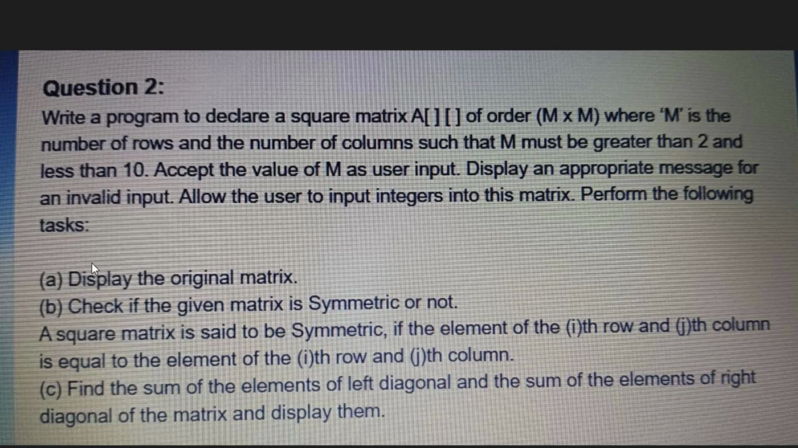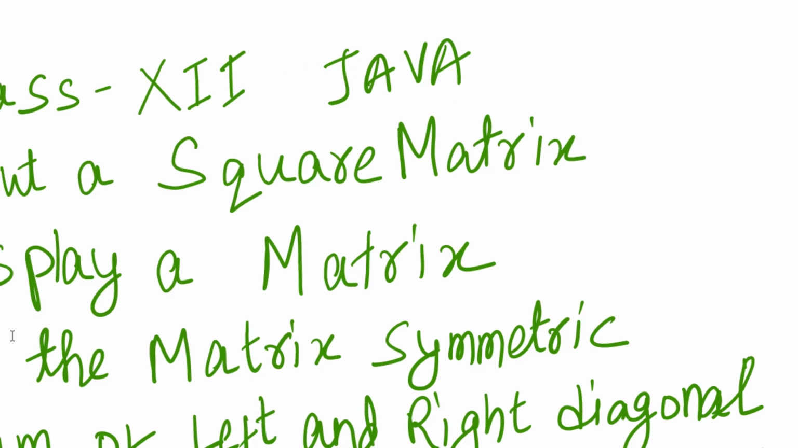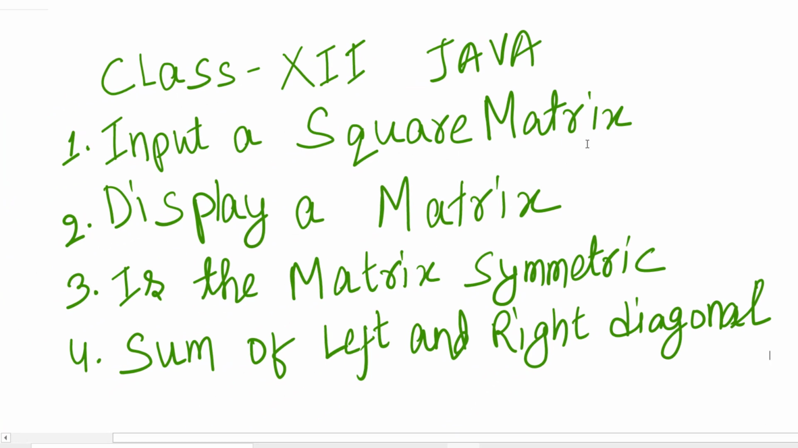Okay, perform the following task. First of the task is display the original matrix. So first of all, let's do up to this only. I have written the question in gist. First of all, we have to input a square matrix and then display a square matrix. So let's open BlueJ.